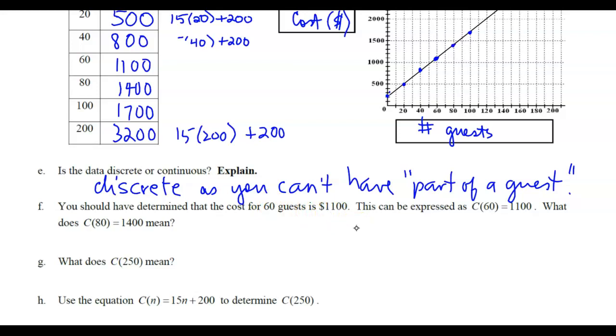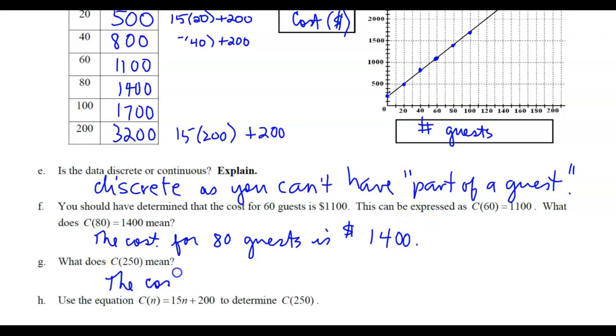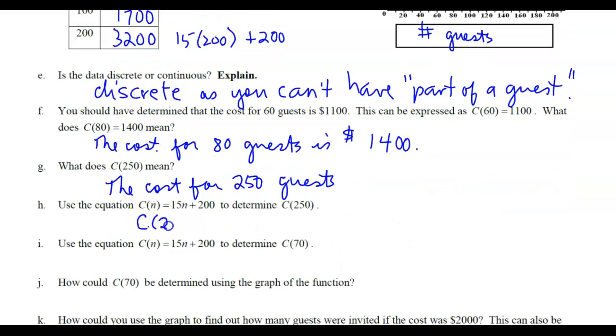This can be expressed in function notation as C of 60 equals 1,100. What does C of 80 mean? That means the cost for 80 guests is 1,400. Okay, what does C of 250 mean? It means the cost for 250 guests. And what is it? Well, we can use the equation. So down here, we'll do C of 250. So we put it in for N into the equation.